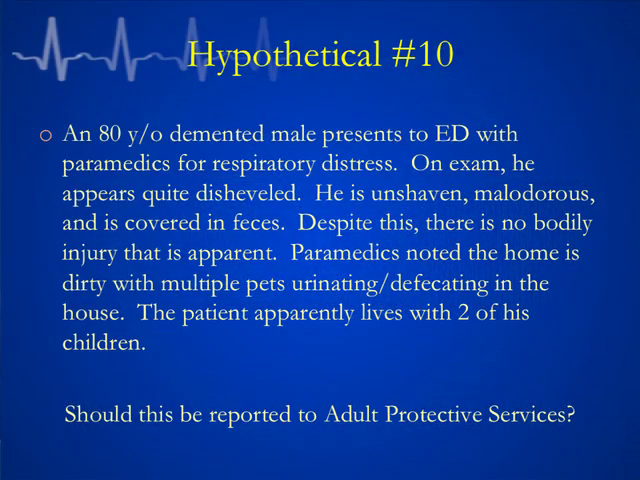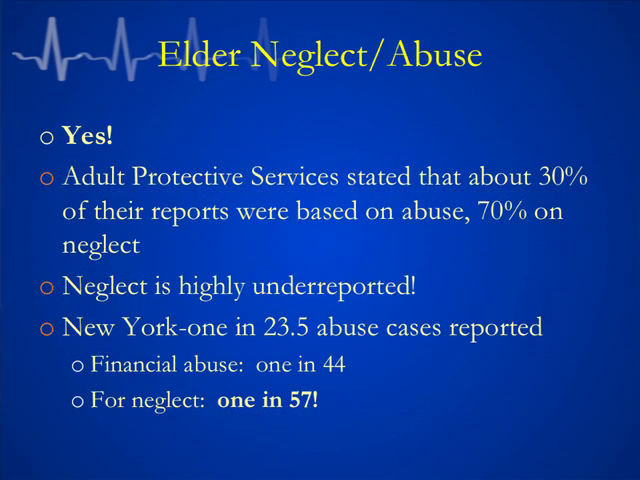All right. An 80-year-old demented male presents to the ED with paramedics for respiratory distress. On exam, he appears quite disheveled. Once again, unshaven, malodorous, covered in feces. Despite this, there's no bodily injury that is apparent. Paramedics noted that the home is dirty with multiple pets, once again, urinating, defecating in the house. Patient apparently lives with 2 of his children. Should this be reported to Adult Protective Services? And you said yes, and definitely yes, okay?